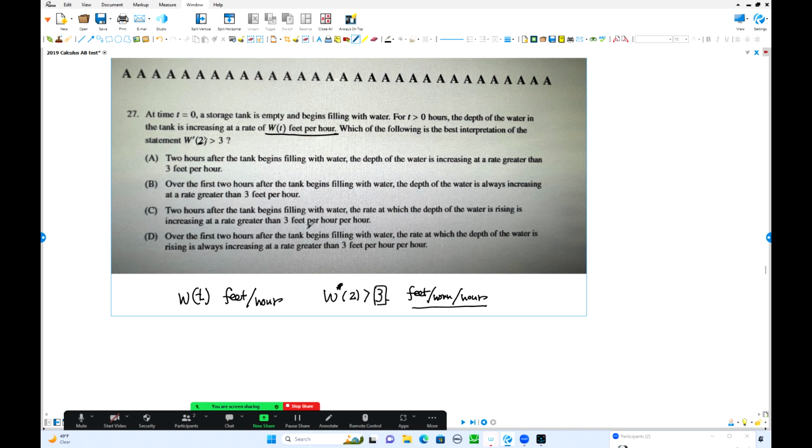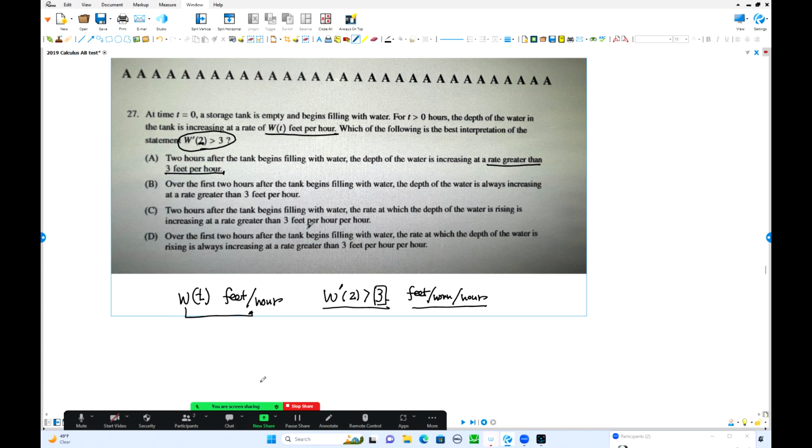So 2 hours after the tank begins filling with water, the depth of water is increasing at a rate greater than 3 feet. But this is W prime of t, right? Not W of t. We are talking about W prime of t over here. This is already the rate, this is the rate of the rate.